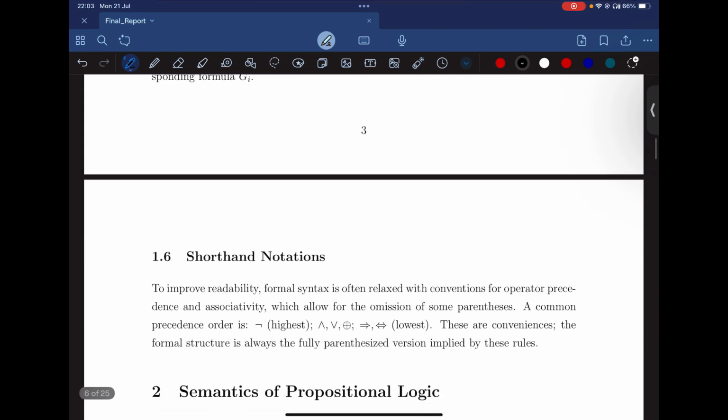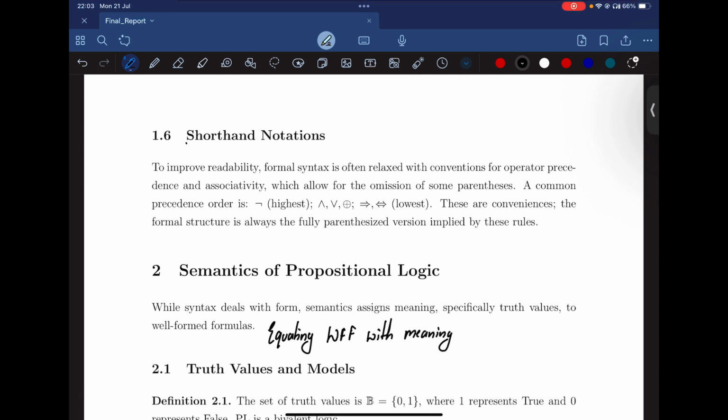Now, shorthand notation is used to essentially improve readability. It's an entirely human-friendly thing. We try to make logic as human friendly as possible. So when we remove parentheses, to make sure there's no ambiguity, we assign a priority order or hierarchy of logical operations, where this operation is the highest, then we have AND or XOR, and then we have these two which are the lowest priority.